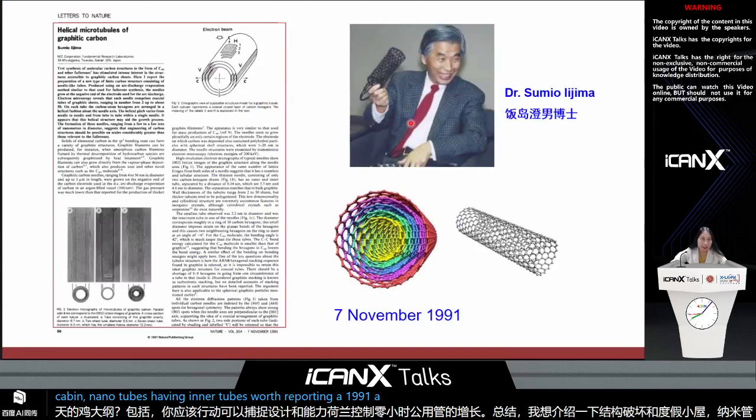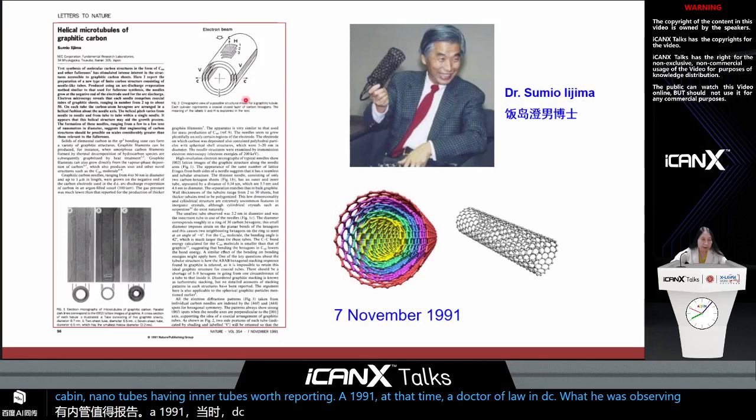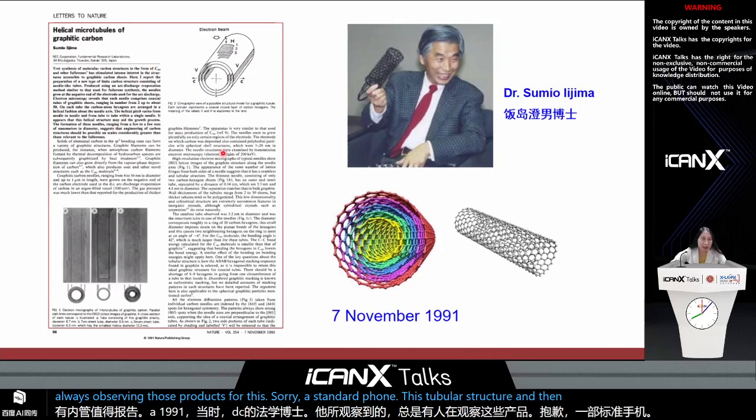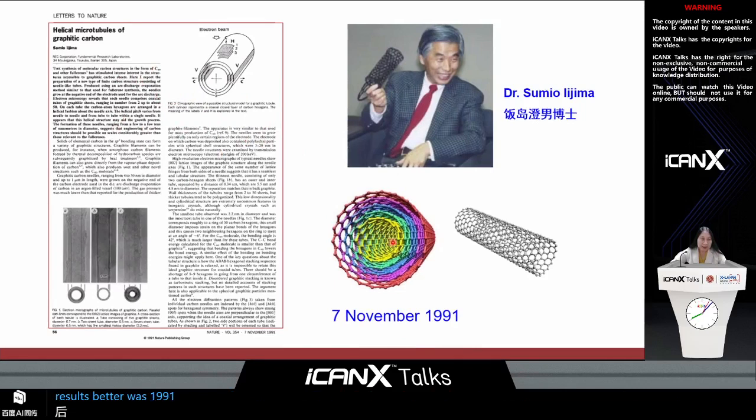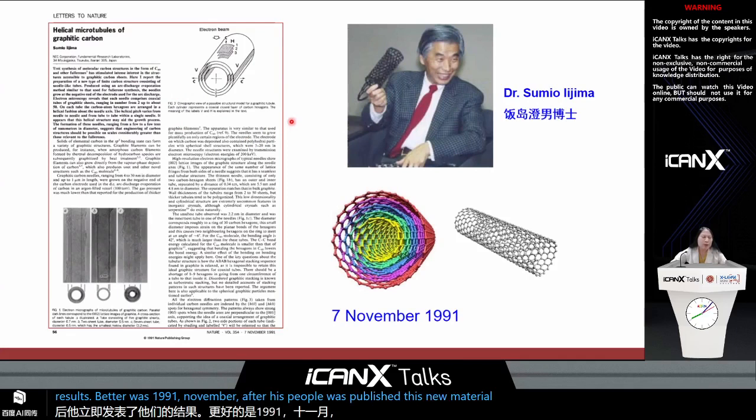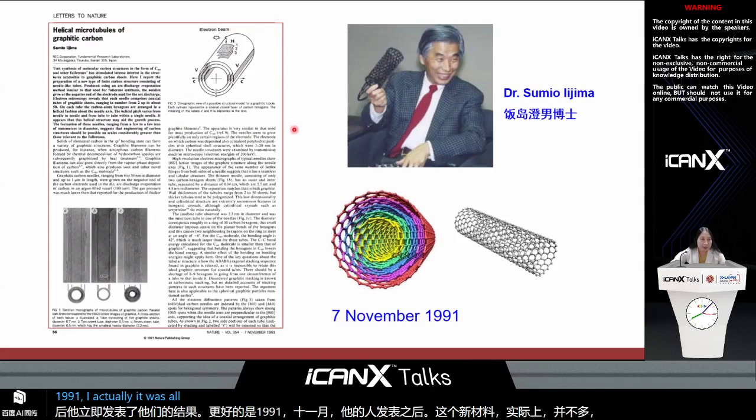At that time, Dr. Iijima of NEC, while he was observing those products of fullerene, suddenly found this tubular structure. And then he immediately published the result. That was in 1991, November. After his paper was published, this new material, actually it's not really new, because before 1991 it was already reported in several journal papers.